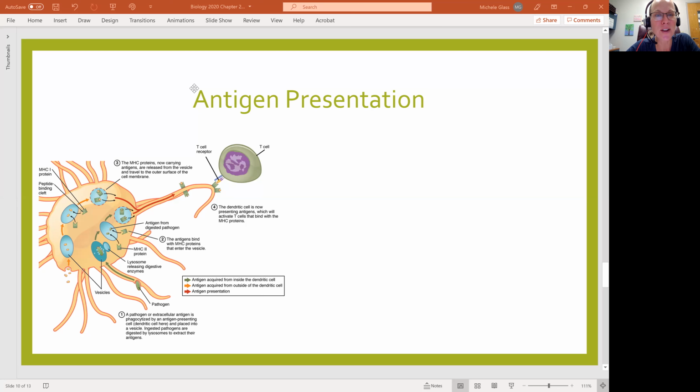Let us talk about the very first step to our adaptive immune response, which is antigen presentation. And it makes sense in this conversation to begin by asking, what is an antigen? So let's talk about what we mean by an antigen first.